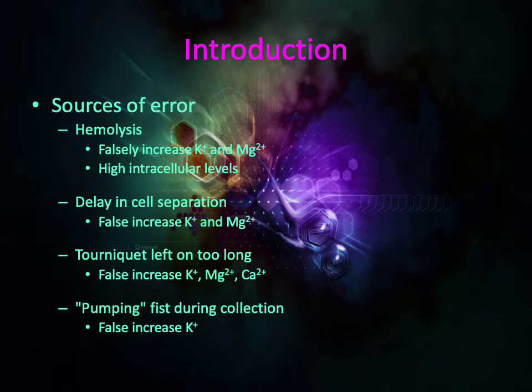Not surprisingly, there are a variety of situations that can contribute to error in electrolyte analysis, including hemolysis. Hemolysis will typically falsely increase both potassium and magnesium levels, though potassium is much more sensitive to hemolysis than magnesium. This is due to the fact that there are much higher concentrations of these electrolytes in the intracellular fluid versus plasma. Another contributing factor to error is the time to process samples.